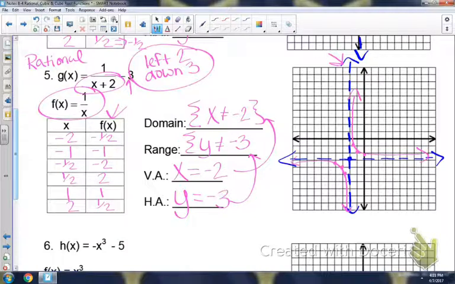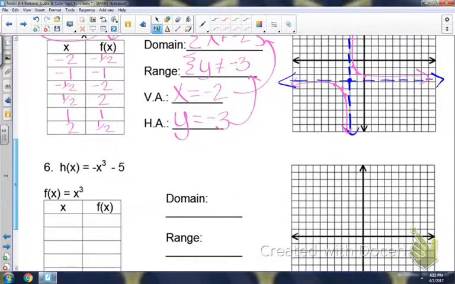You can also just look at the graph and determine that. What x value is not being used, -2. What y value is not being used, -3. But all the other ones are being used. Okay, so that was the rational.